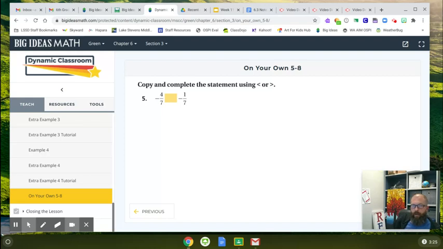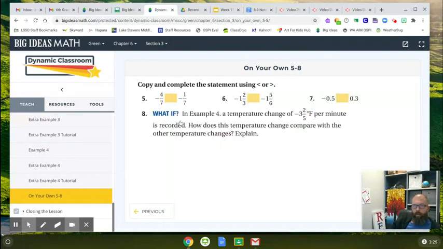So now we're going to copy and complete the statement using less than or greater than. We got 5, 6, 7, and 8. Let's skip number 8. But draw a number line and figure out these ones. Which one is greater than, less than? Go ahead and pause your video. 1, 2, 3, pause.